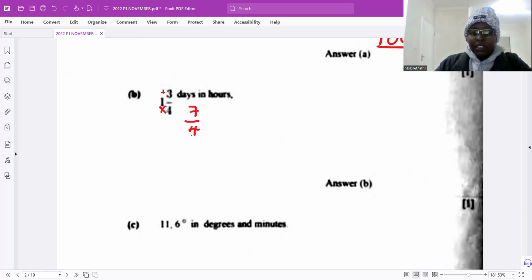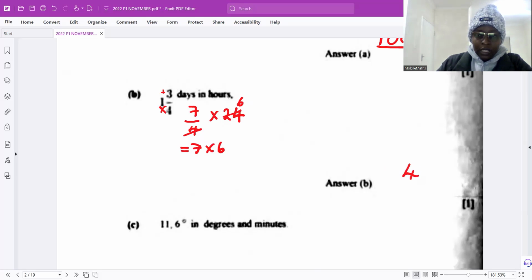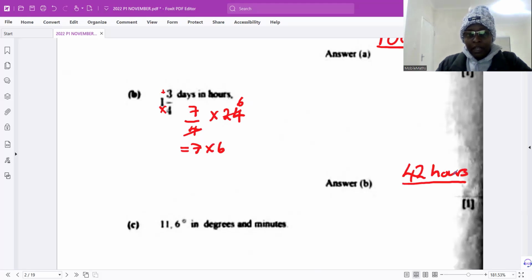Then with this improper fraction, I can multiply it by 24 hours because we have 24 hours in a day. I can divide this and this. 4 into 24 is 6. So I have 7 times 6, which gives me 42. So our answer is 42 hours. Let's move on.